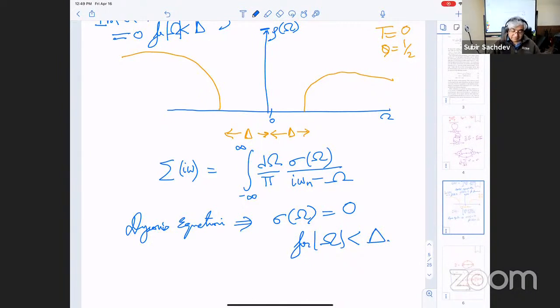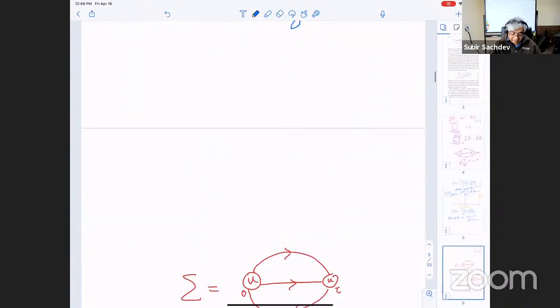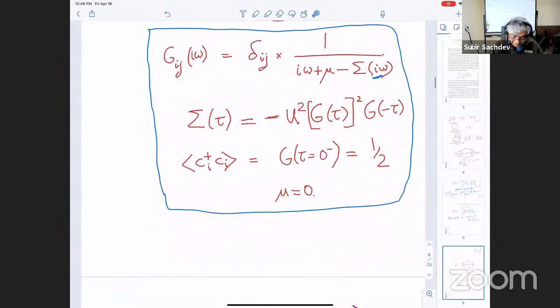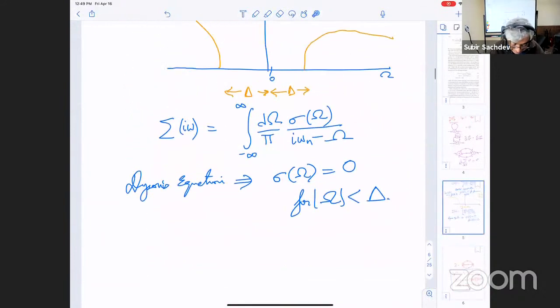Okay, so all right. Now let me go to the other equation, this equation. What does this tell me about the gap? So G of omega, I assumed, had a gap. This also has a gap. What does this tell me about the gap in sigma? This equation told me that the gap in sigma equals the gap in G. What does this tell me? Okay, so here you really have to, I know a quick way to get the answer for the particle-hole symmetric case anyway.